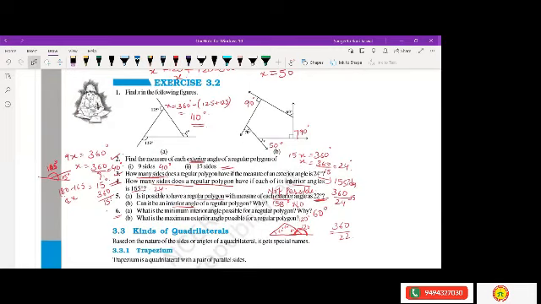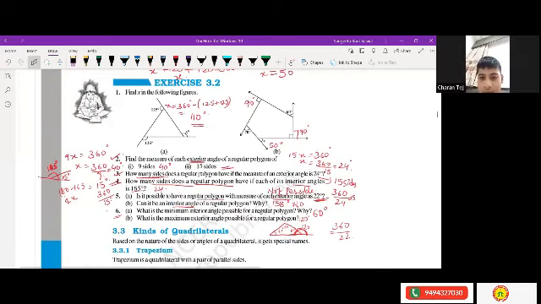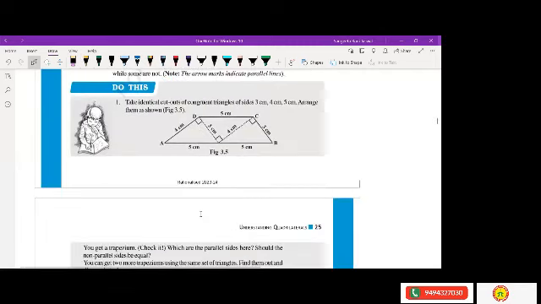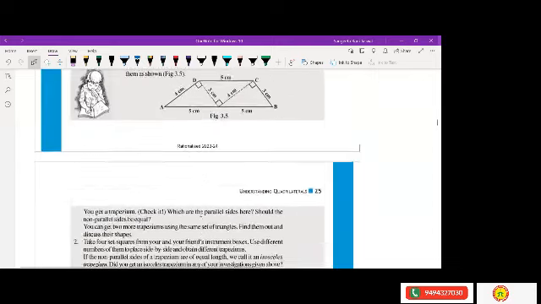Okay, now we have kinds of quadrilaterals. So quadrilaterals are of many different kinds. All four-sided figures are quadrilaterals. It can be a square, a rectangle, a parallelogram, a trapezium, it can be anything, any four-sided figure. Okay?